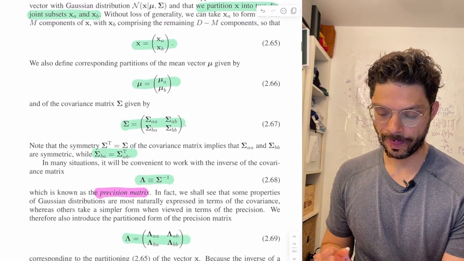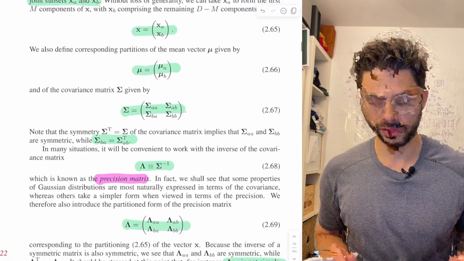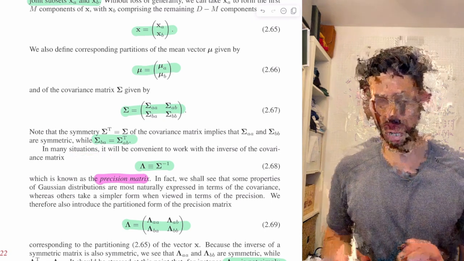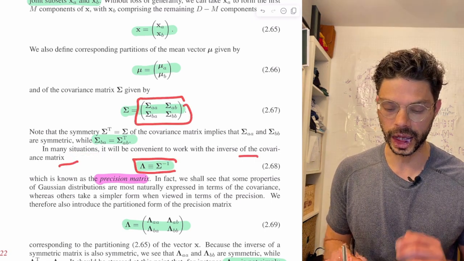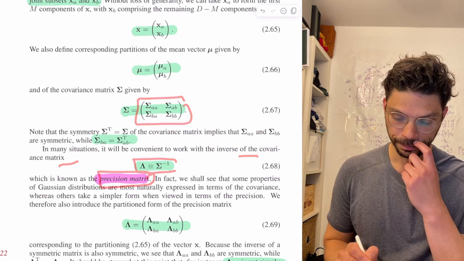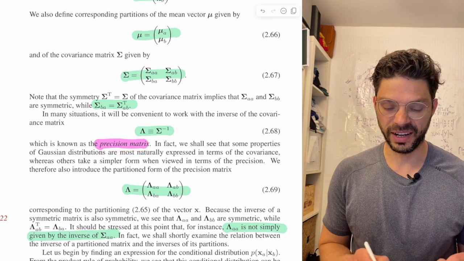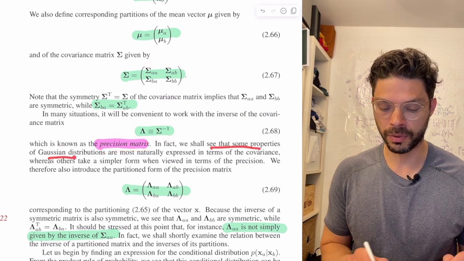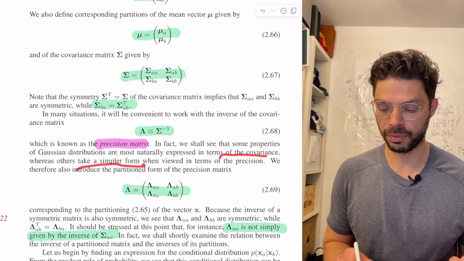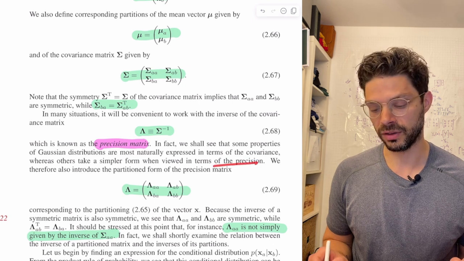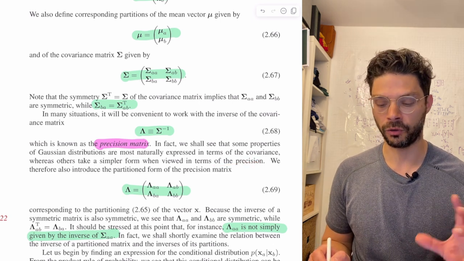In many situations it'll be convenient to work with the inverse of the covariance matrix, and this is called the precision matrix. The reason is that some properties of the Gaussian distributions are more naturally explained in terms of the covariance, whereas others take a simpler form when viewed in terms of the precision. So it's useful to be able to go back and forth between these two.